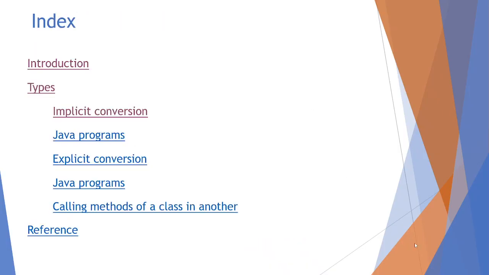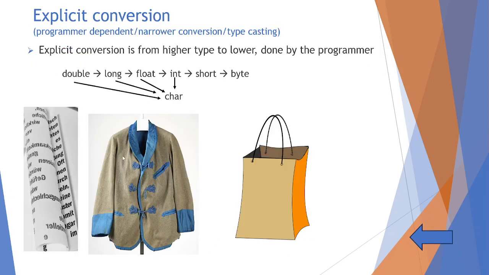Now, let's see, we have seen Java programs with implicit conversion. Now explicit conversion: higher data type to lower data type, and the programmer does this. That means a bigger value in double we want to store in long, float, int, short, byte or character. Again, long to character, float, int, short, byte.